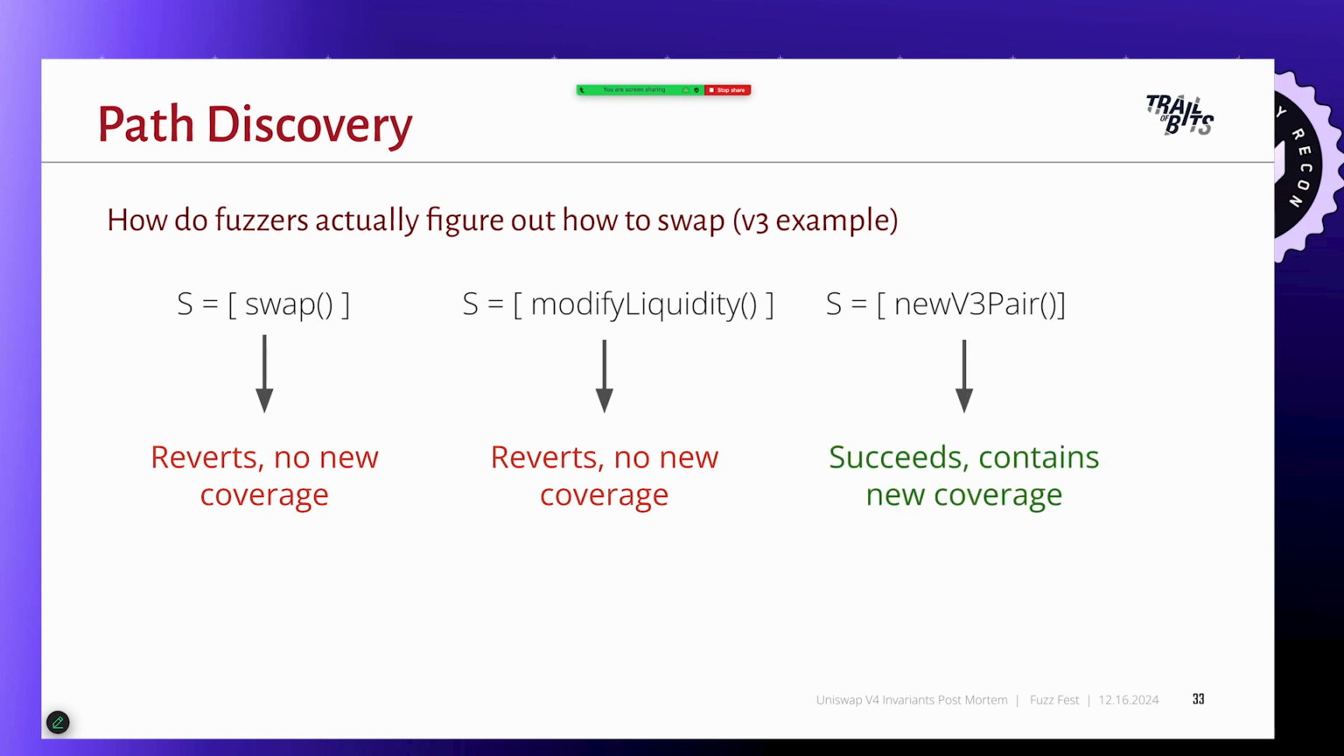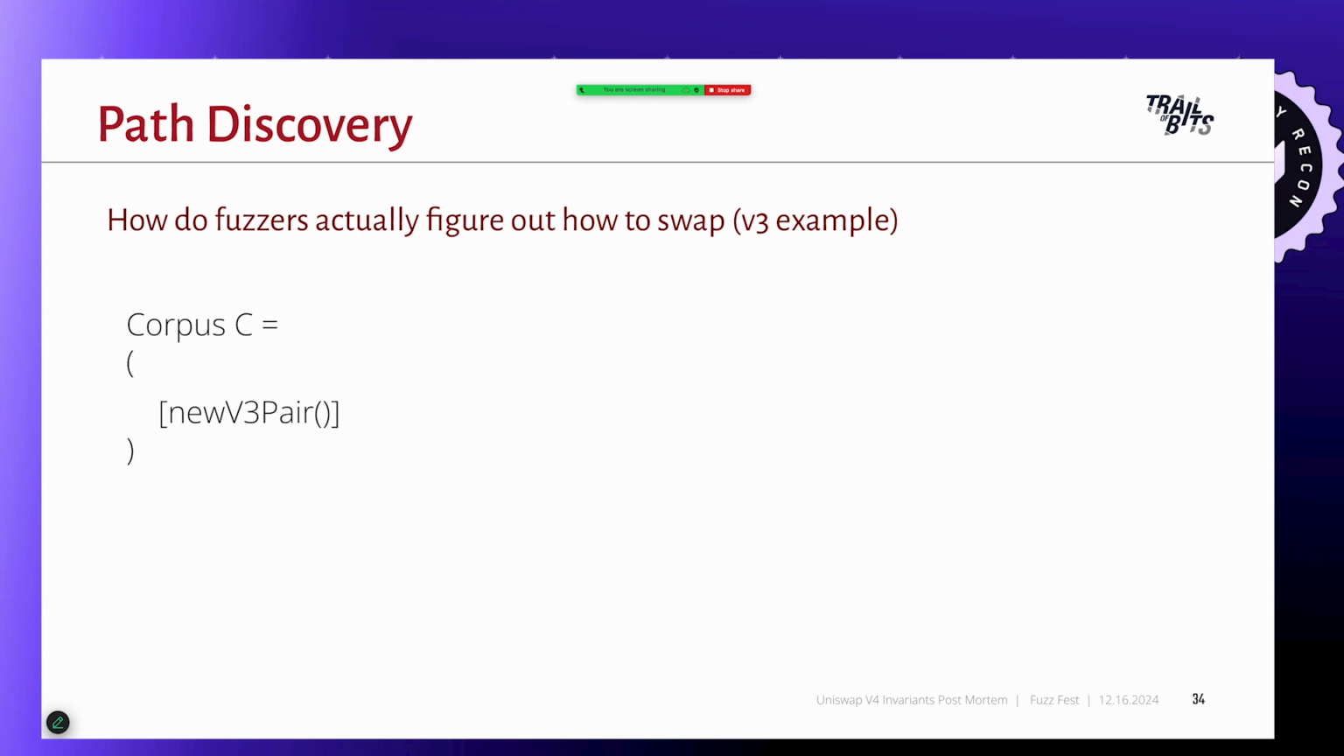But when we call new v3 pair, it's going to succeed. And when it does succeed, it's going to create new coverage. So you have all this code that is now being covered that was not previously being covered. And that means this sequence is going to get added to the corpus. And so at this point, we have our corpus, and it just has this one sequence in it that contains this new v3 pair call.